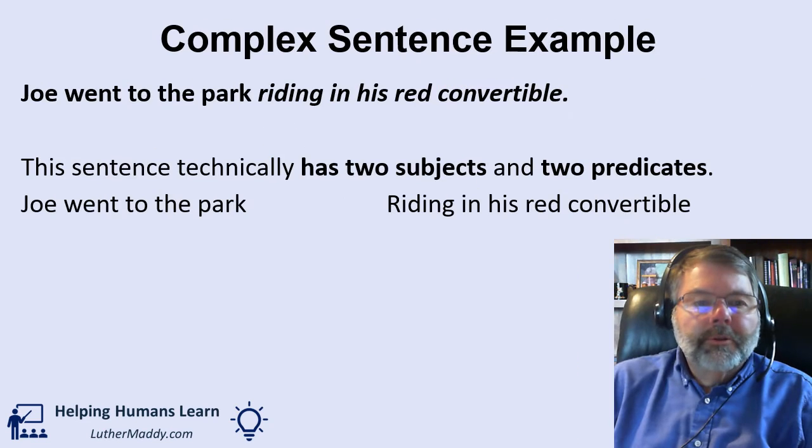Let's look at this example. Joe went to the park riding in his red convertible. This sentence technically has two subjects and two predicates. Joe went to the park and riding in his red convertible.